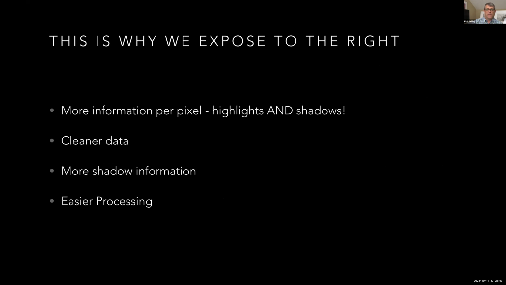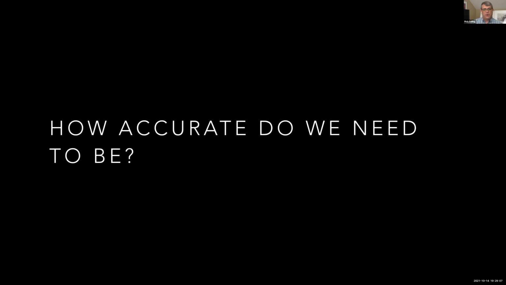We want more information per pixel in highlights and shadows. The more it's filled up, the more information we get. That gives us cleaner data. It gives us more shadow information, which is always good. Everybody's always trying to get more information out of the shadows, and real information is always better than what we can process out of it. And when we do all that, the processing just becomes a lot easier in most cases.